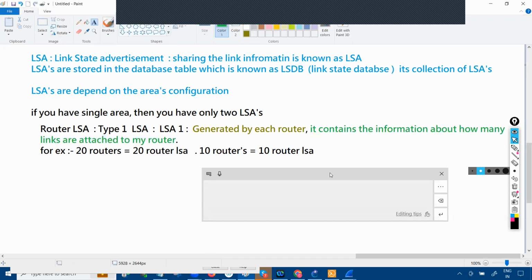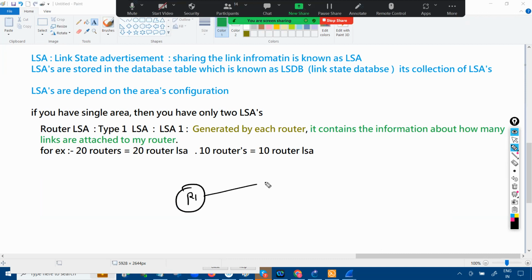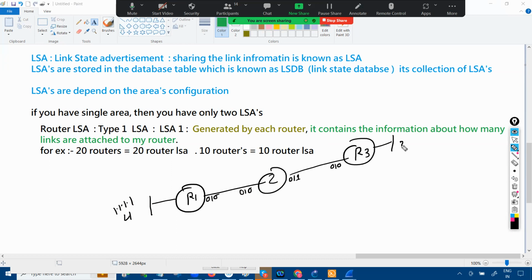So for example, understand the concept. We have router number 1, router number 2, and router number 3. We have a 0/0 interface, a 0/0 interface, a 0/1 interface, and a 0/0 interface. We have a link behind router number 1, which is 1.1.1.1, that's my loopback number 1. We don't have any link behind router number 2. We have a link behind router number 3, which is 3.3.3.3, loopback number 1 again. Understand the concept.